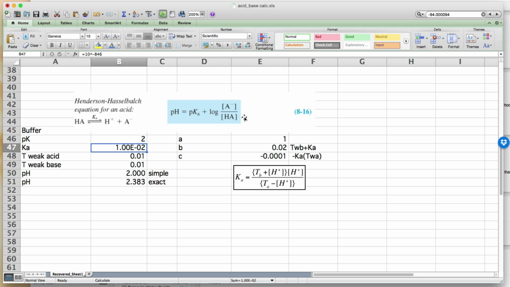And these brackets indicate that these are actual concentrations, although in practice we often use formal concentrations, or the analytical concentration of the weak base and the analytical concentration of the weak acid.